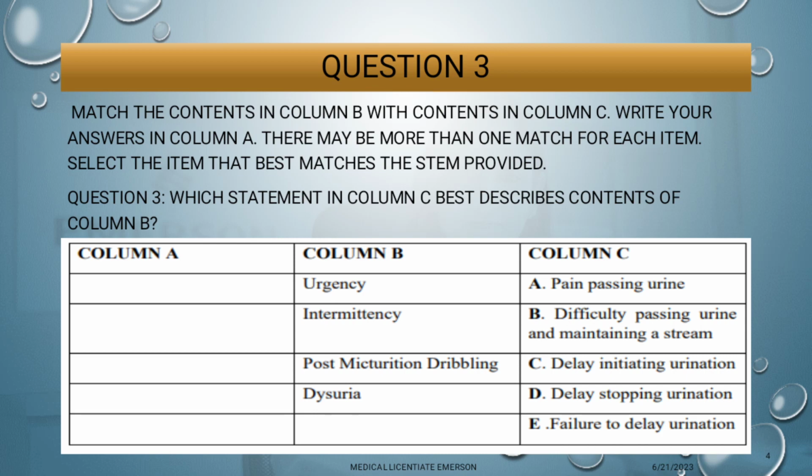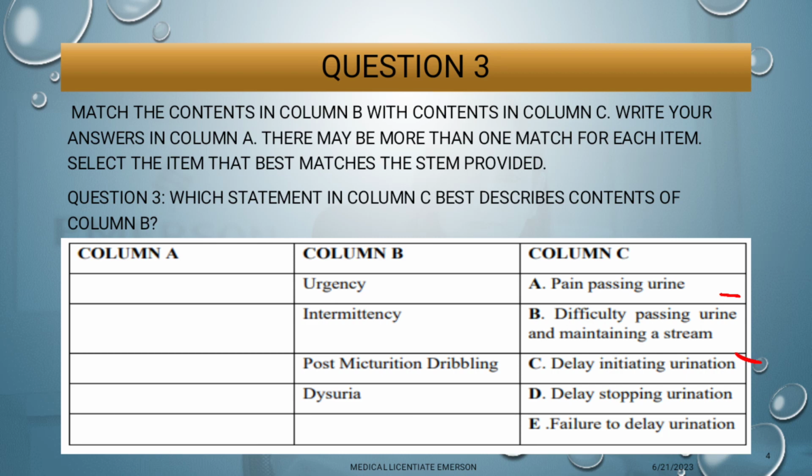Then question 3, same concept. Which statement in column C best describes the contents in column B? This is where we now define the meaning of the terms. Here we have urgency, intermittency, post-micturition dribbling, and dysuria. Then in column C we have: pain passing urine, difficult passing urine, maintaining a stream, difficult initiating a stream, delay stopping urination, and failure to delay urination.